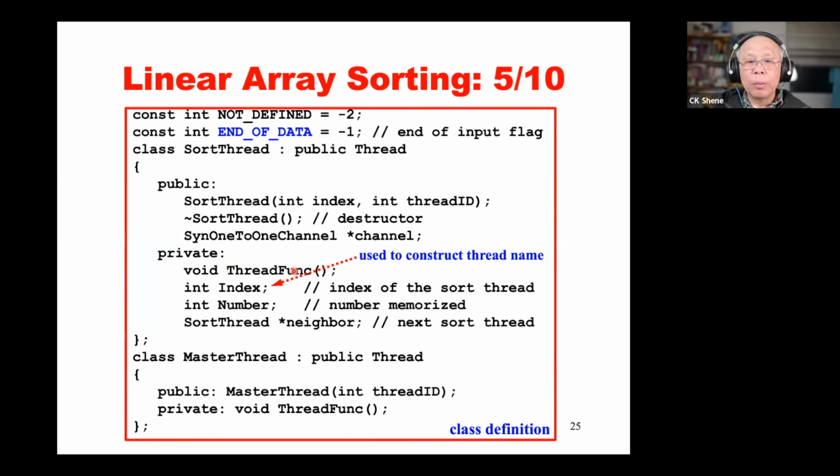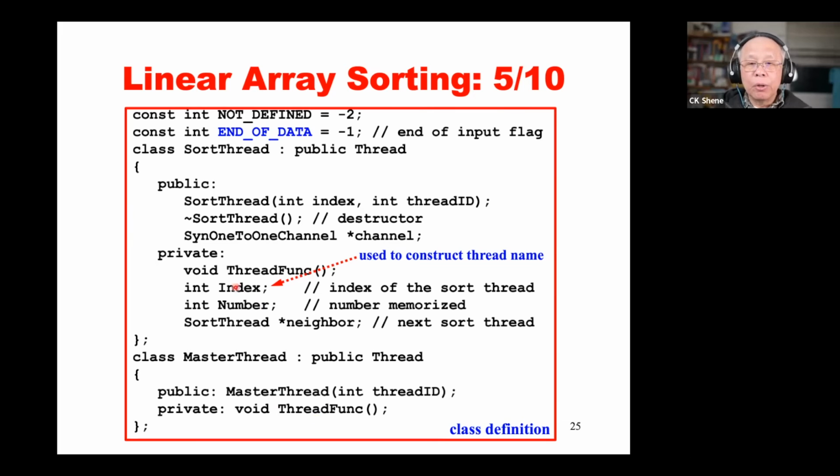You remember it? The index is for you to construct the thread name. And the number is the number to be memorized. And we have a pointer to the next thread. And this is the master thread, which is created to read values in and send to the next one. So it has a constructor and a thread function. So this is the class definition, which is easy.